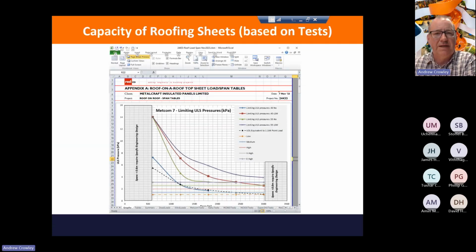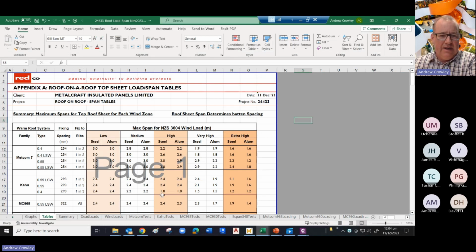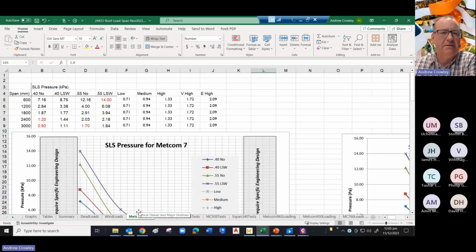So we'll start with some Excel. We start with how we calculate the capacity of the roofing sheets itself. So let's open the Excel. Now, Metalcraft took on board the requirements for testing, and they did a whole series of tests on different roof sheets. So Metcom, Kahoo, MC965, and so on. So we delve into a single table.